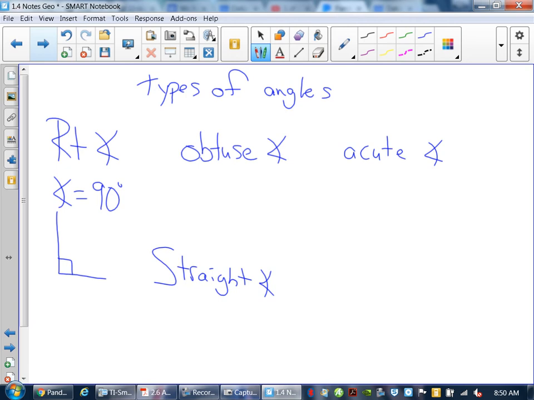But what if it's a 91 degree angle? Then it's not 90. We could assume that it could be 90 degrees, but it's not. You can't assume. Don't assume.